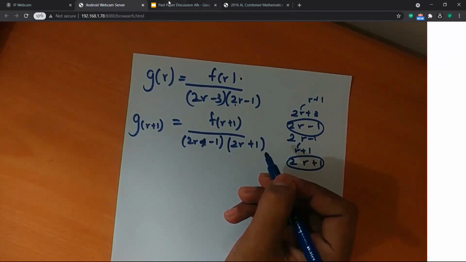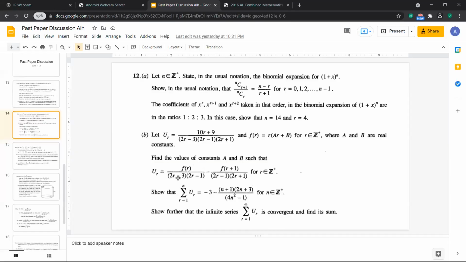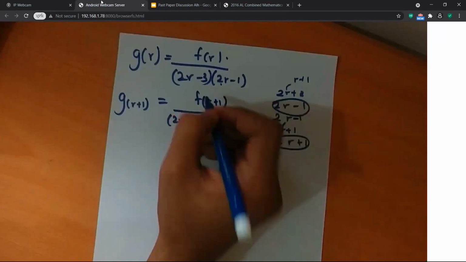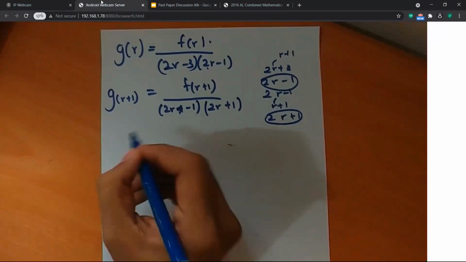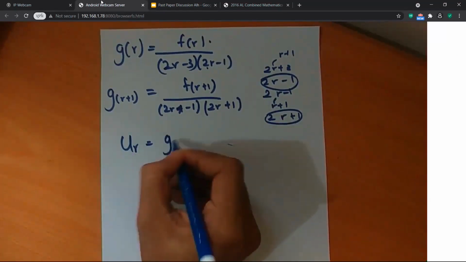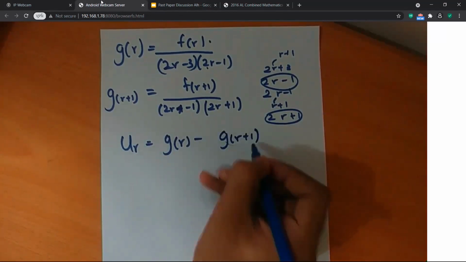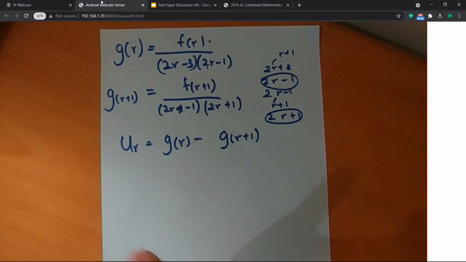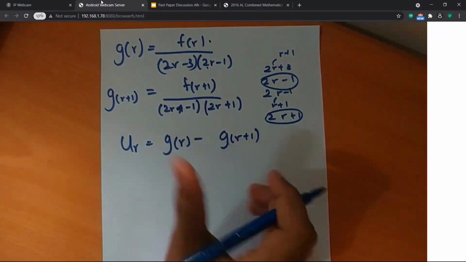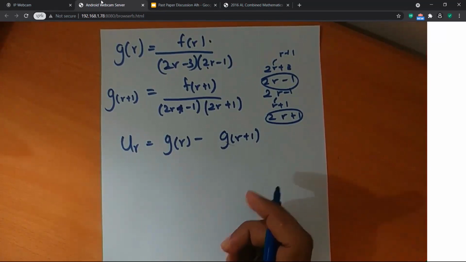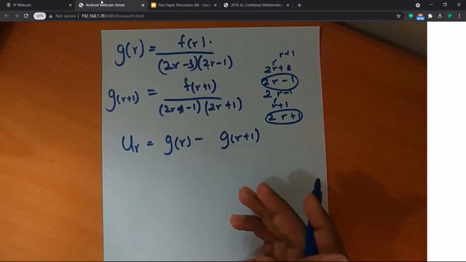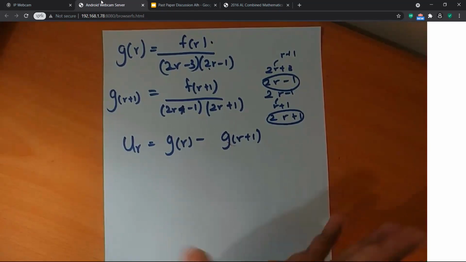So isn't this the same thing? This can be written as g(r). This is written as g(r plus 1). That's what we're going to do. So u(r) can be written as g(r) minus g(r plus 1). So we got it in this format. Why did we do all this? We need to get it in this format, because then it's easier to simplify. So what we need to do is sum from r equals 1 to n. We need to get the summation.